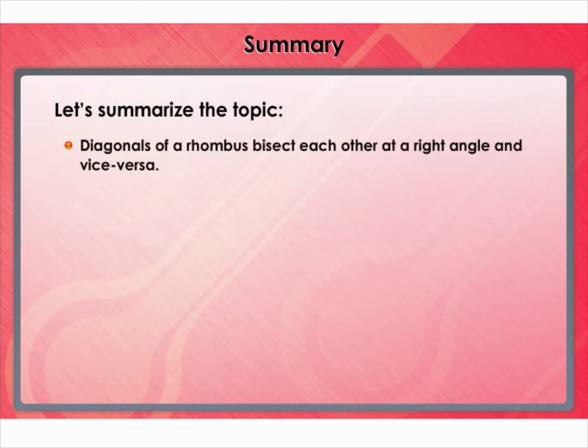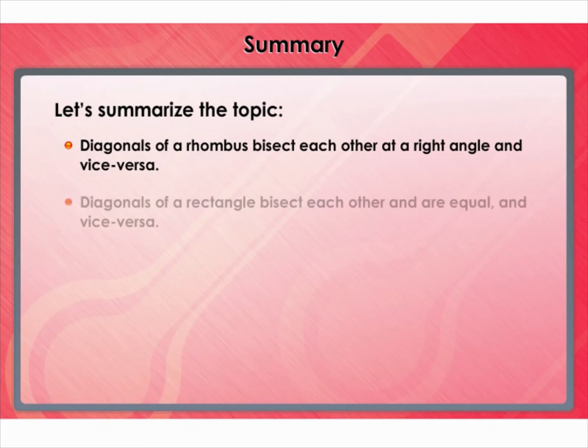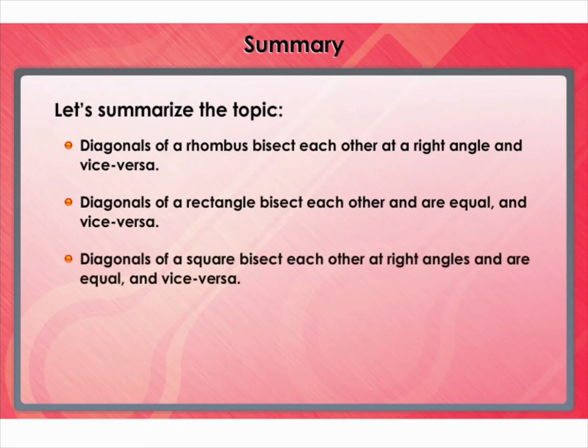Diagonals of a rhombus bisect each other at a right angle and vice versa. Diagonals of a rectangle bisect each other and are equal and vice versa. Diagonals of a square bisect each other at right angles and are equal and vice versa.